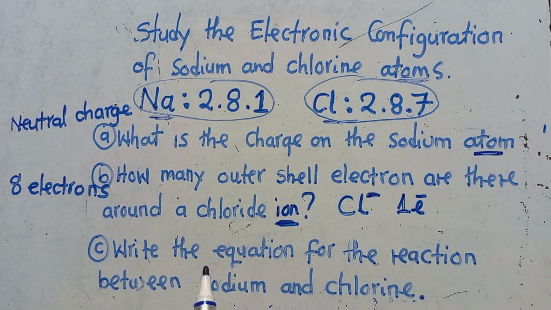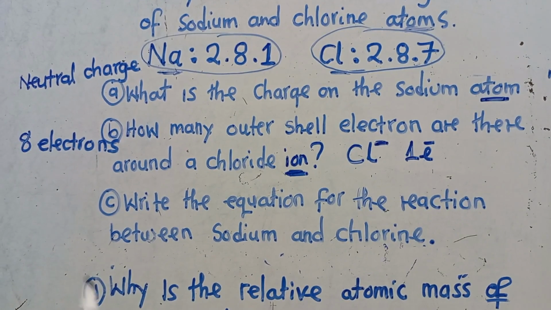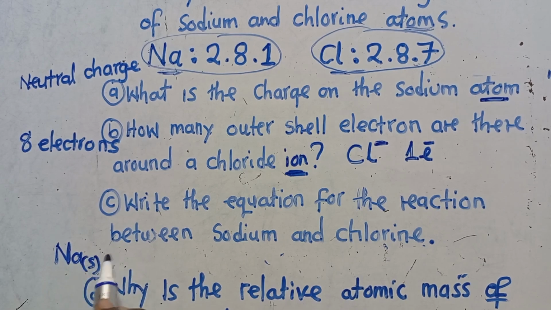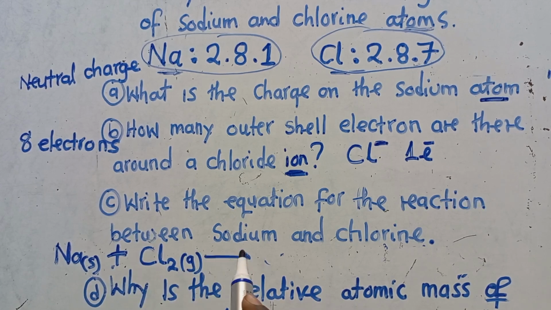This one here, write the equation for the reaction between sodium and chlorine. How are we going to answer this question? You say sodium like this, solid, plus chlorine. These are group 7 elements. We know and understand that group 7 elements form diatomic molecules, meaning you put a 2 there, which is a gas. I do this, then I do something like this.